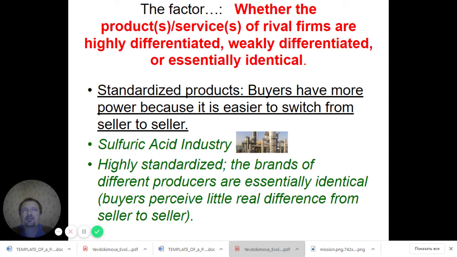maybe transportation, but the product is standard. And in other industries, for example, if speaking about, I don't know, fashionable clothes, this market is highly differentiated market. And why it is very important, we also need this information when we prepare the model 5 forces, because if the product is standard, it is quite easy to switch from one product to another.